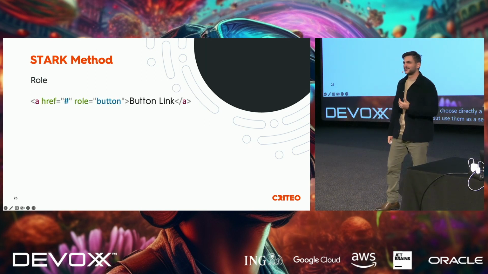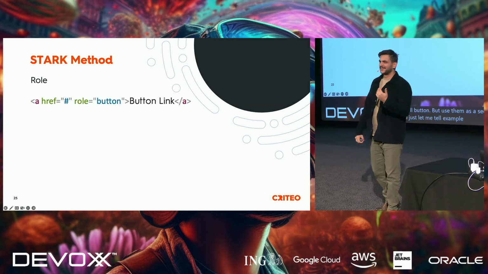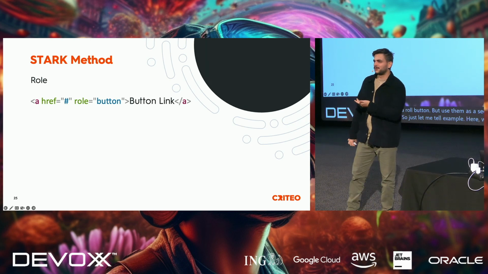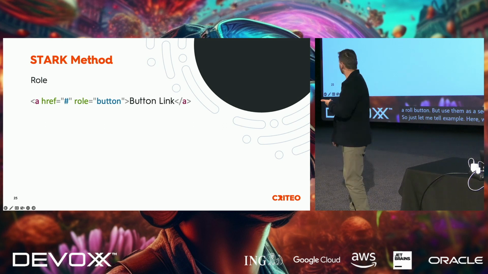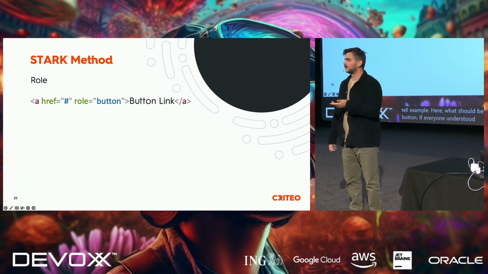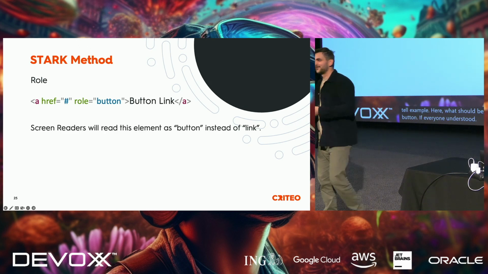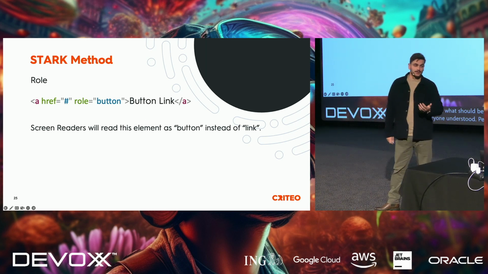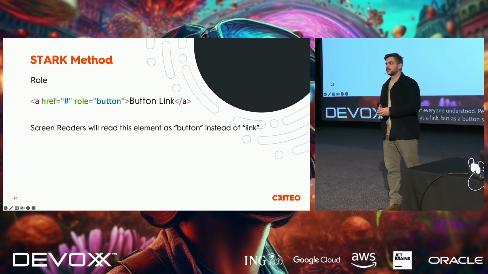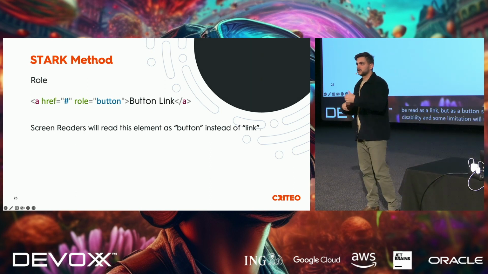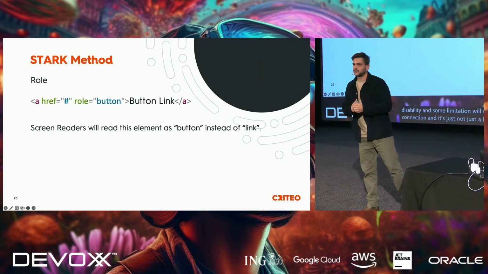So just a little example. Here, what will the screen reader read for this A with a role button? If everyone understood? Perfect, like a button. It won't be read as a link, but as a button, so someone with a disability or limitation will understand that it has an action, and it's not just a link that redirects somewhere.